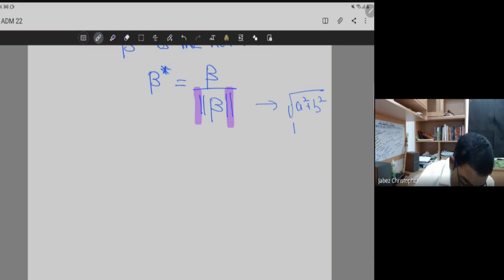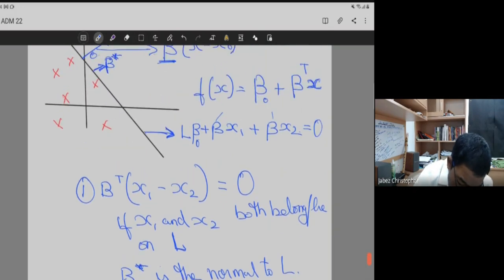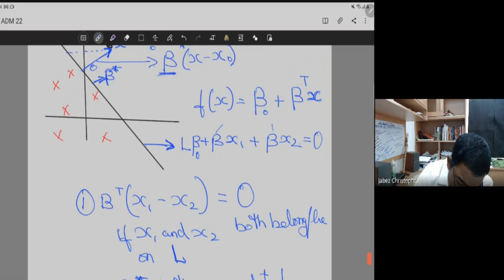Now, here I have taken this, but still beta naught is remaining, right? Beta naught with x naught is remaining.